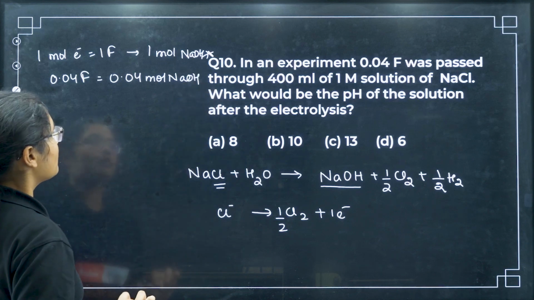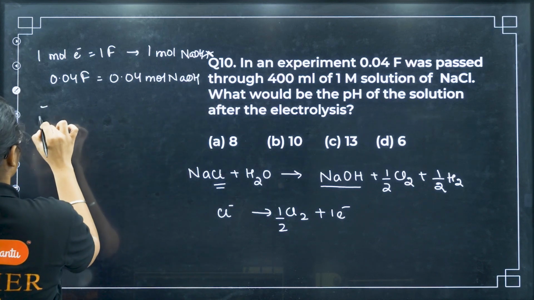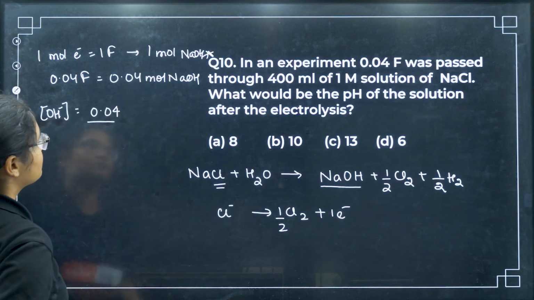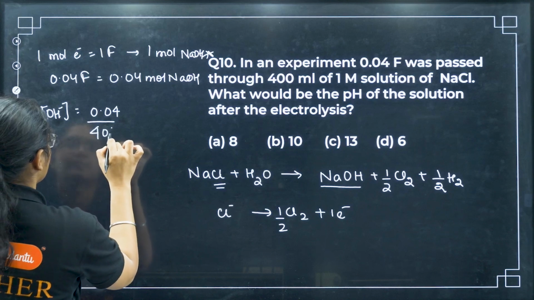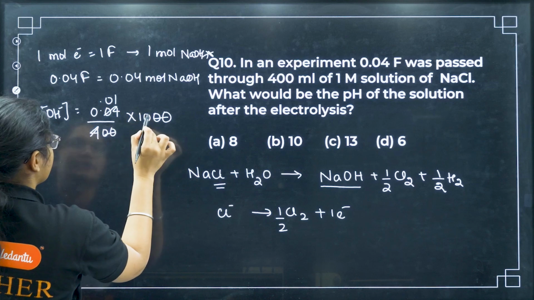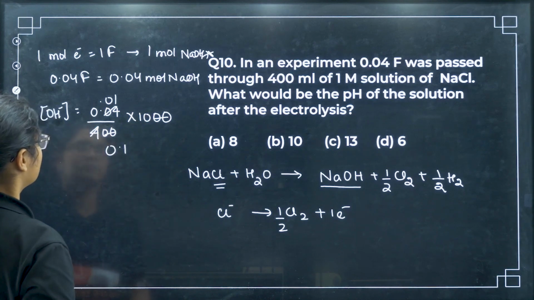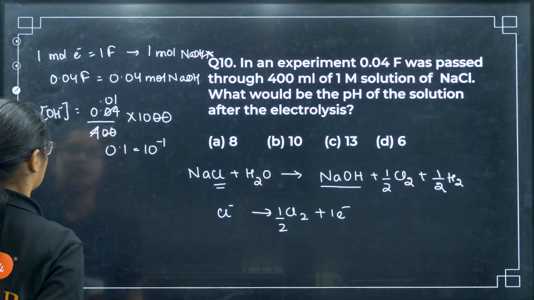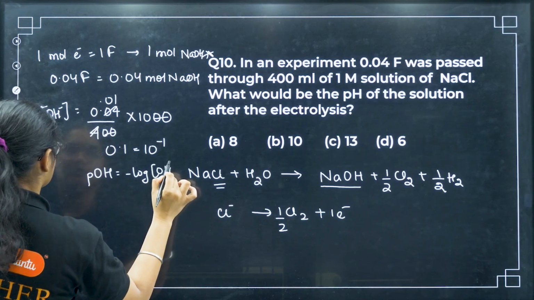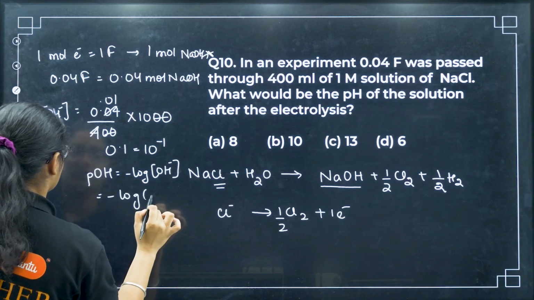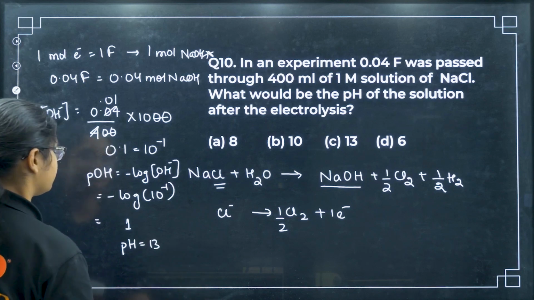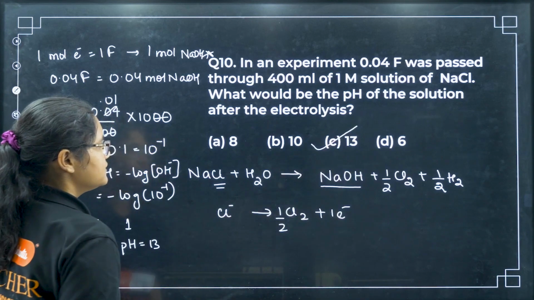right? This is done. Now you have to calculate the concentration of OH minus, number of moles by volume. So number of moles is 0.04 and volume is 400 ml into 1000. So if I just calculate, I will get 0.1, that is 10 to the power of minus 1. What is the value of pOH then? Minus log of OH minus. So that is minus log of 10 to the power of minus 1. So that is 1. What is the value of pH here? It is 13. Okay. So option number C.